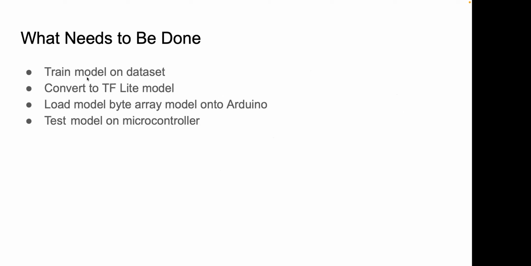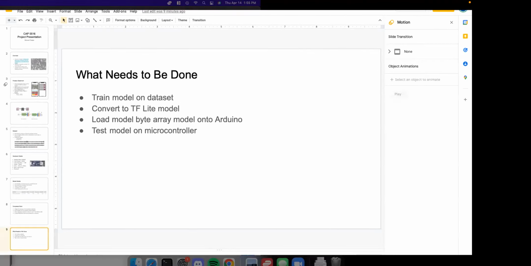And so what needs to be done is to train the model, convert it into a TF Lite model, and then load the byte array architecture that's generated from TF Lite into the Arduino, and then test the model on images directly on the microcontroller. And so that is hopefully the end goal, and hopefully it can achieve accuracies closer to the baseline. And so that's my presentation.